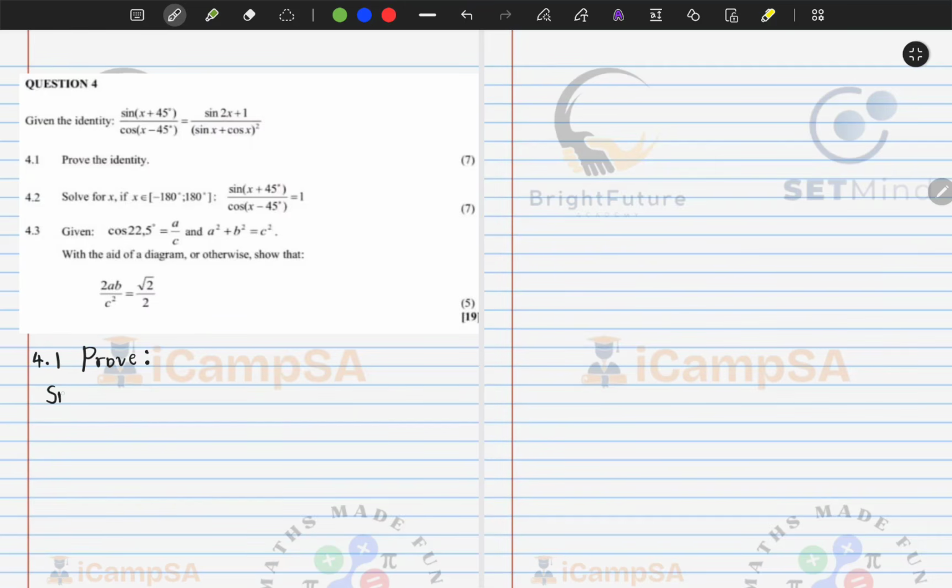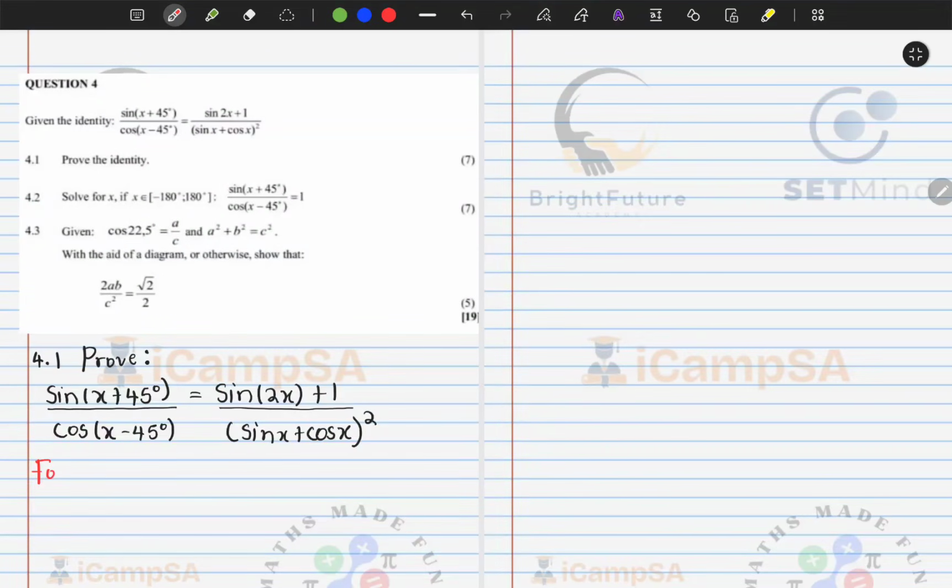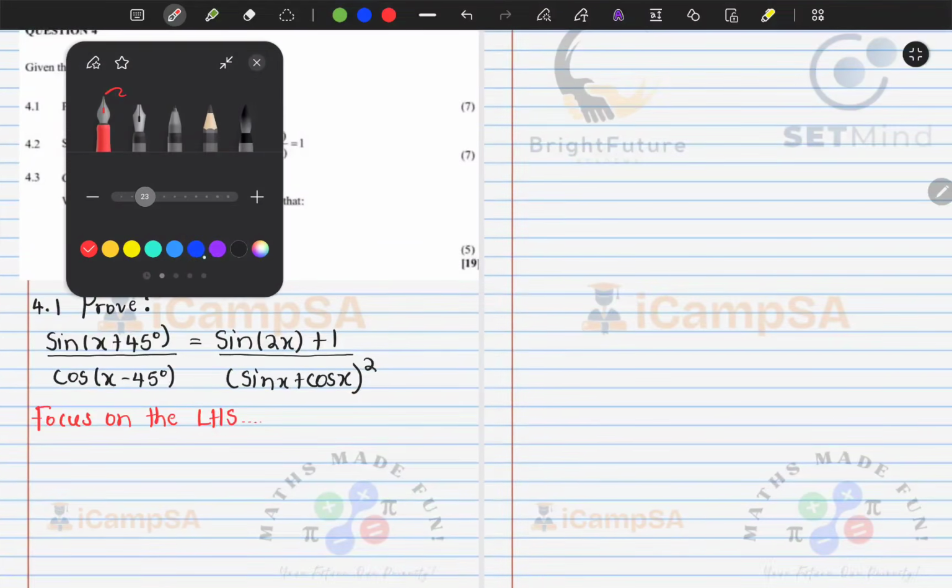On the left hand side, we have sine of x plus 45 degrees, divided by cos of x minus 45 degrees. And what we want to show is that this will end up being sine of 2x plus 1, all divided by sine of x plus cos of x all squared. So what I'm going to do is to just focus on the left hand side for now, and see what we can get done.